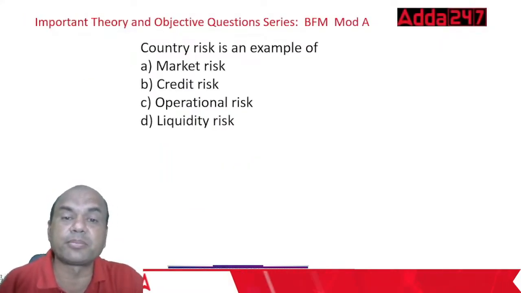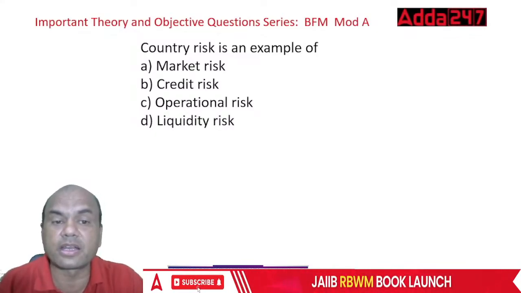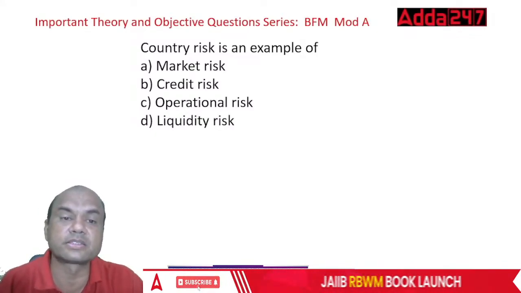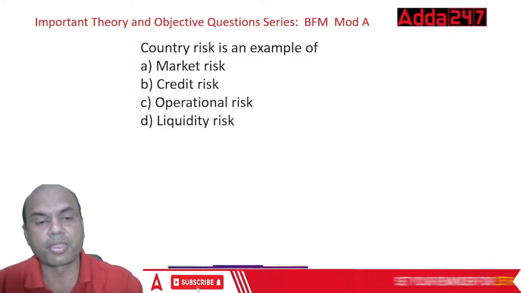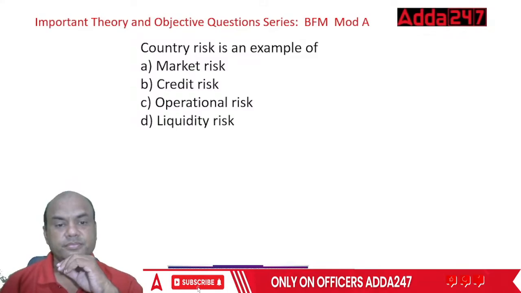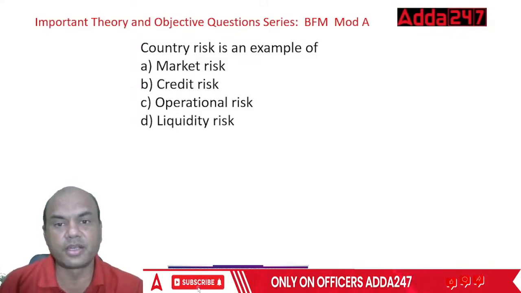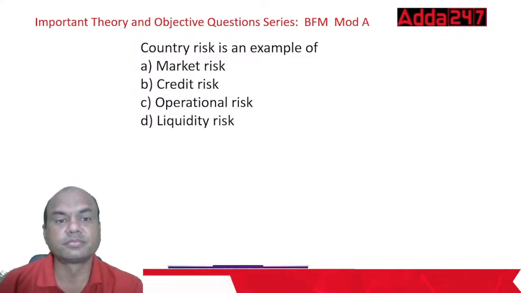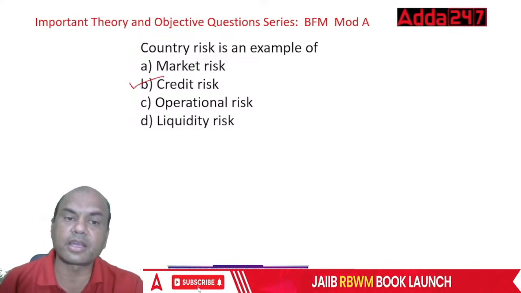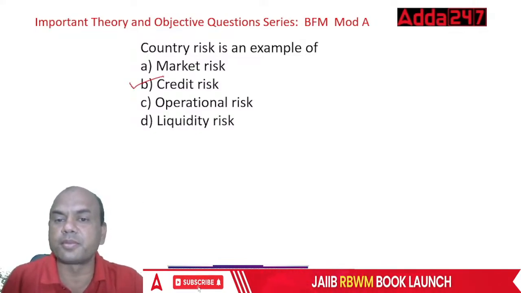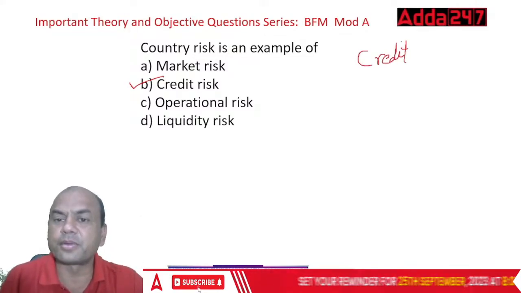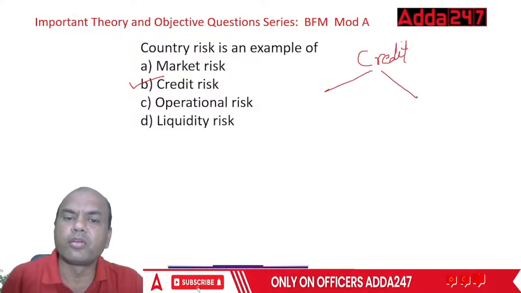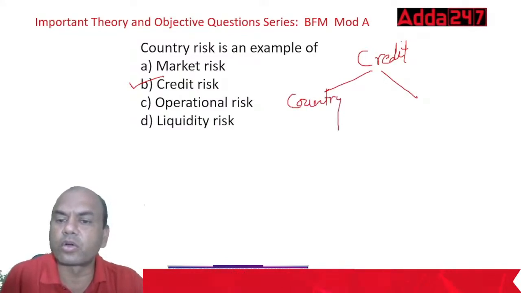Country risk is an example of market risk, credit risk, operational risk, or liquidity risk? So country risk is an example of what? It is credit risk. Remember, credit risk is of two types. There can be various types, but mainly two types: one is country and the second is counterparty.